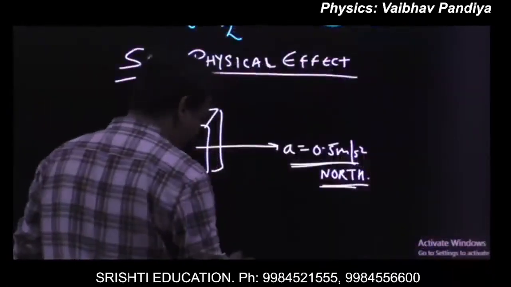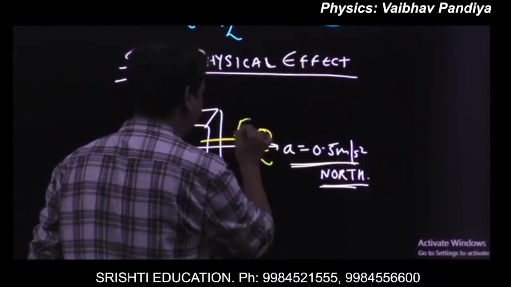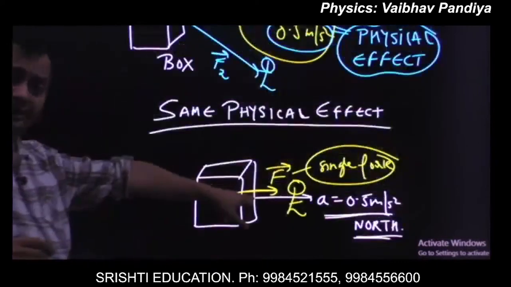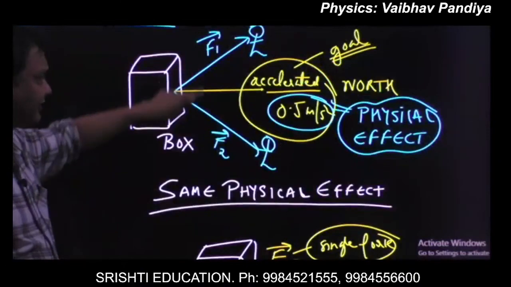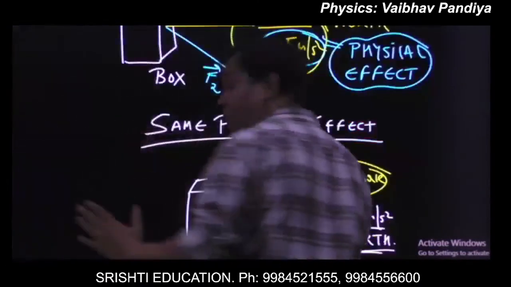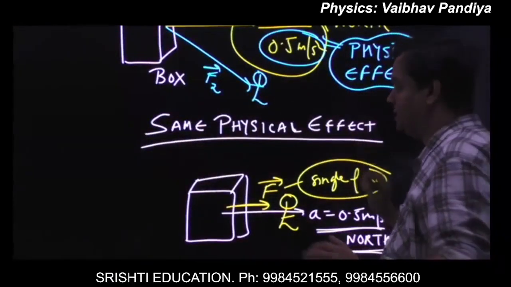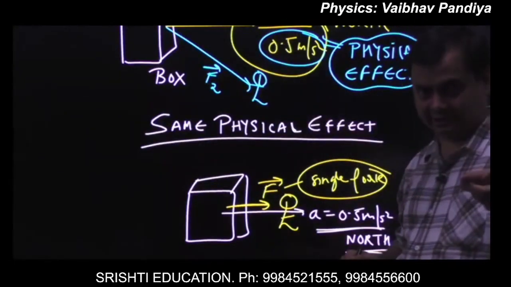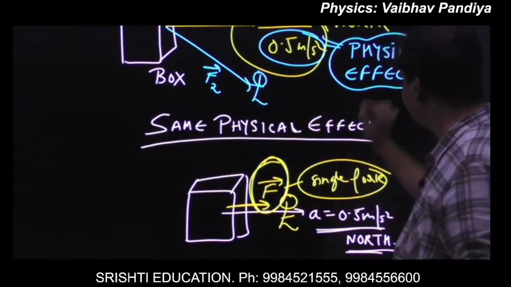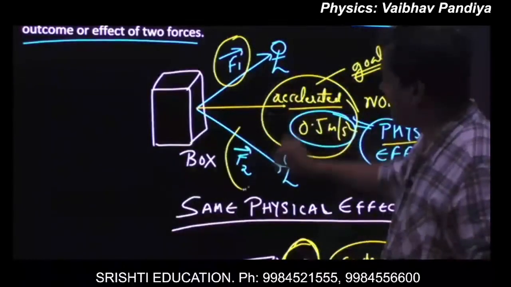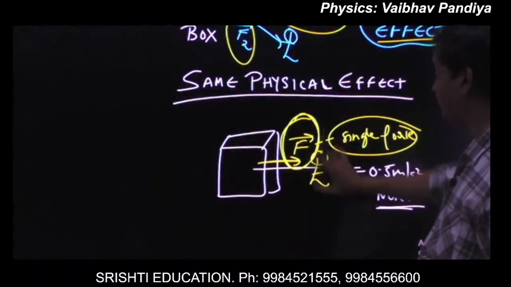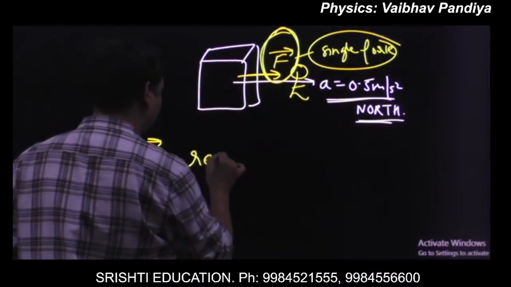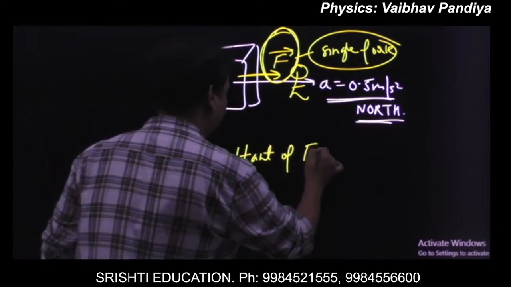Now you got only one guy, and suppose this guy is applying a single force F. So this single force F will be called the resultant of the two forces F1 and F2. Again, I repeat, this single force F will be called the resultant of the two forces F1 and F2 because this single force F is giving you the same physical effect, the same outcome, as given by the two forces acting together. Getting the point? So this single force F is called the resultant of two forces F1 and F2.